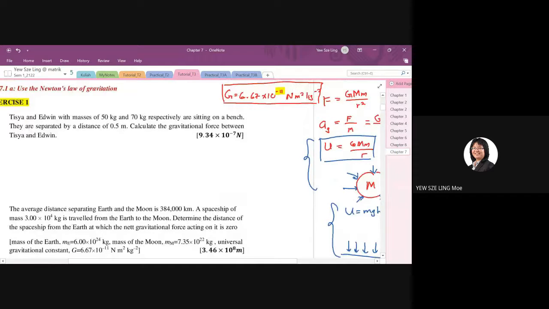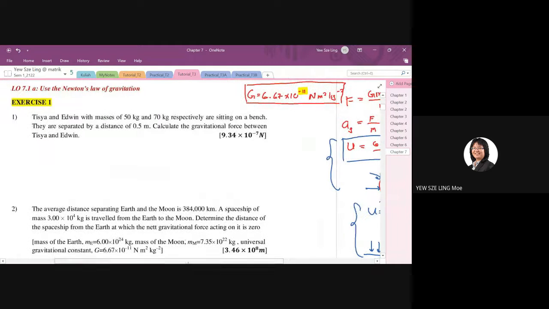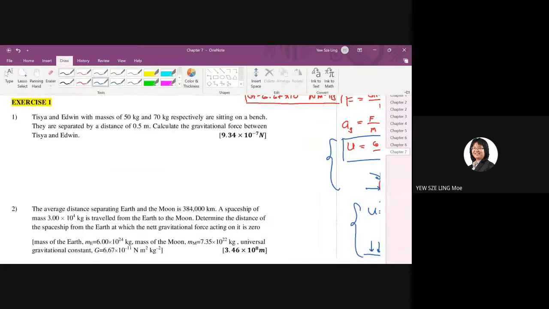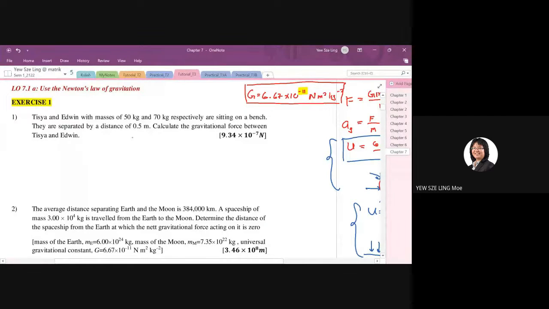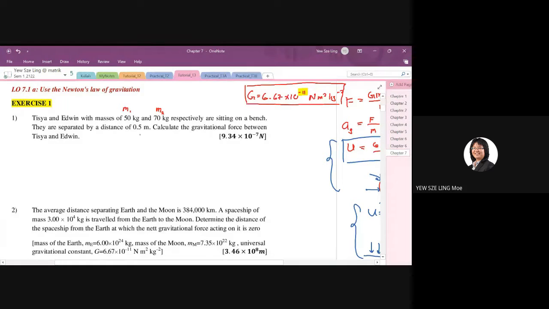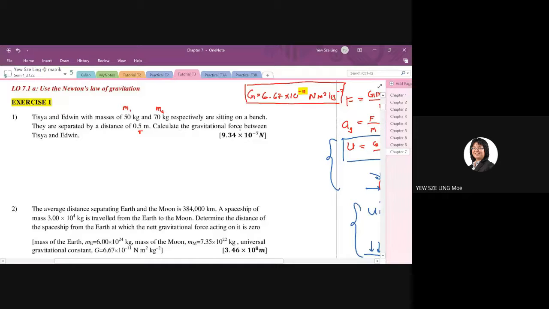All right, now let's look at question 1. That is what I told you just now, where you can actually feel the force between you and your friends, you and your family members. Tisha and Edwin, with masses of 50 kg, this is my M1, and 70 kg, this is my M2, respectively, are sitting on a bench. They are separated by a distance of 0.5 meter, which is your R. Calculate the gravitational force between Tisha and Edwin.